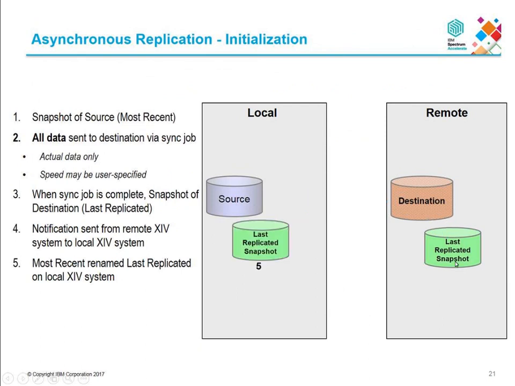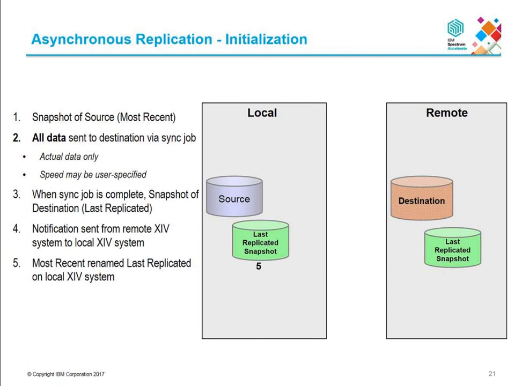Once I have the last replicated at the remote, I change the name of the most recent to the last replicated, and then every interval, I repeat that process. I'll take a snapshot and call it the most recent. I will then calculate the difference between the most recent and the last replicated, send those differences down the wire, and once that's done, I will overwrite the last replicated snapshot with a new snapshot of the volume, rename the most recent to last replicated, and delete the old last replicated.